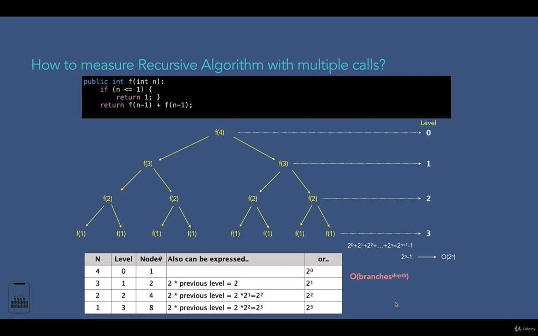So hopefully with this example you have understood how we can find time complexity for a recursive call which calls itself multiple times. Here it actually depends on the number of calls that it makes to itself and the depth of this tree over here.